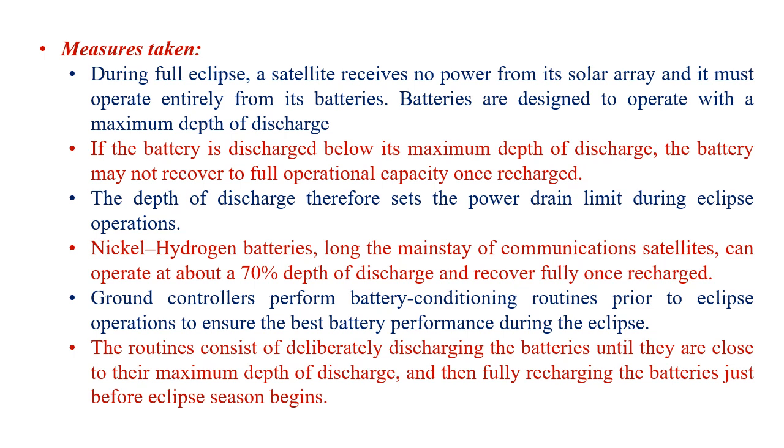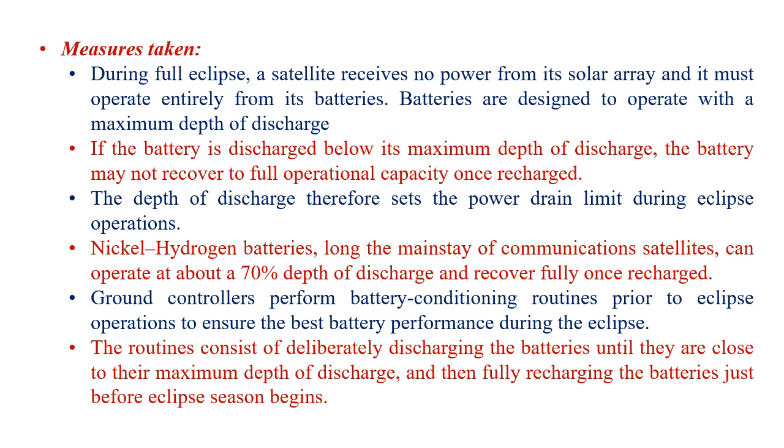Suppose the energy requirement for that particular satellite is say 10 kilowatts, which should be supplied by the solar panel, and the solar panel is not working because the satellite is inside the shadow region, right? So what next? What should we do under that particular condition? So let us see what measures we can take.